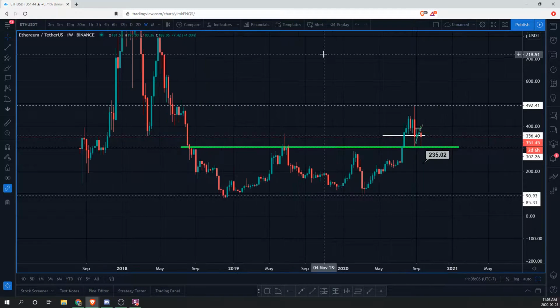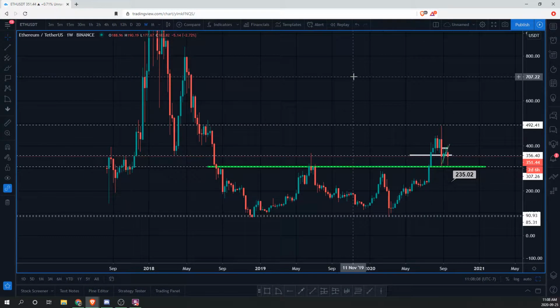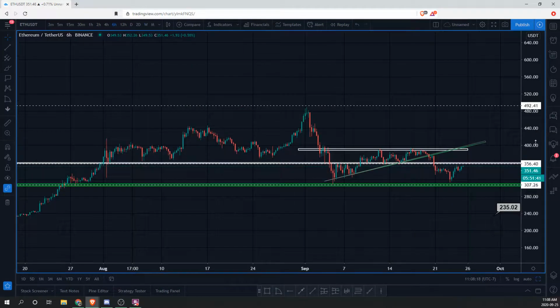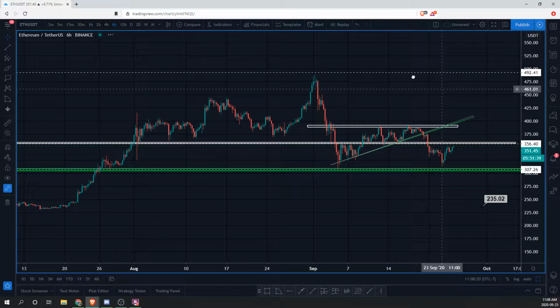We just broke out of the resistance here at around $300, and now we're validating it as a nice new level of support. So overall, Ethereum has, in my opinion, broken out of the consolidation, and now we are starting our bull run, and we're just waiting for the overall market to start to pick back up, and also for some consolidation.